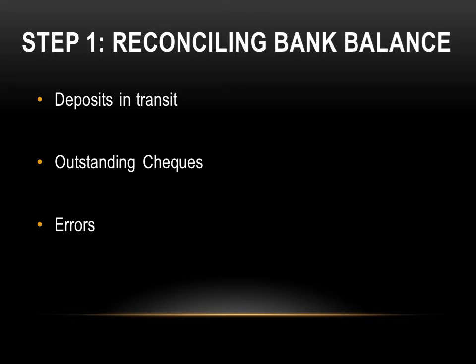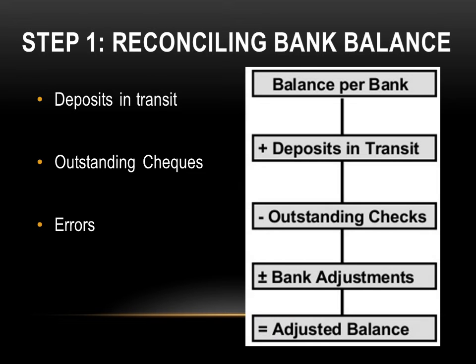There are also errors, which is when someone on the bank side makes an error in the records, essentially meaning that it either has to be plus or minus depending on what happens to get to the actual cash balance at the end. This can be shown by this graph here, which shows the balance per bank at the start, and then through these 3 steps you can get to the adjusted balance or the actual cash balance.